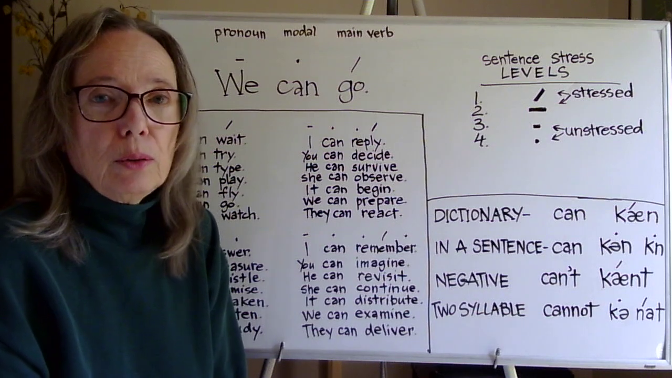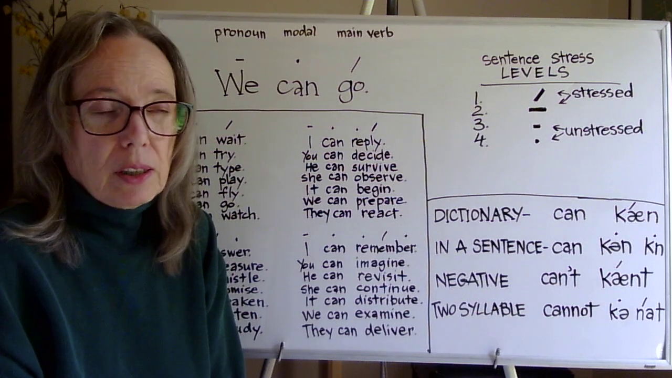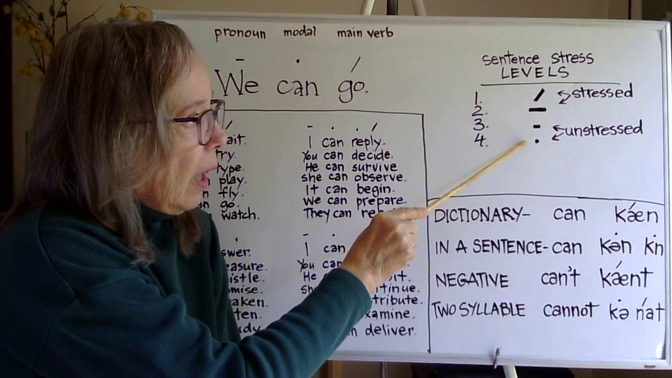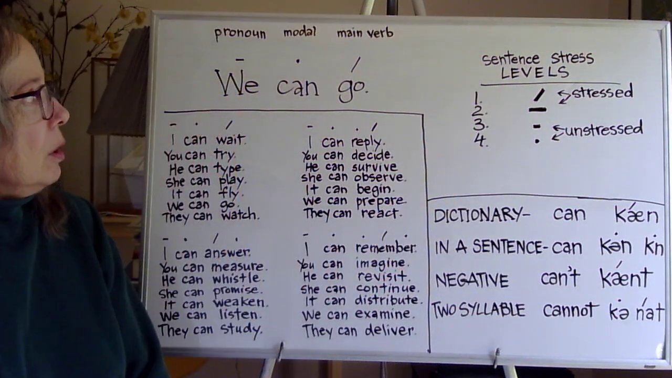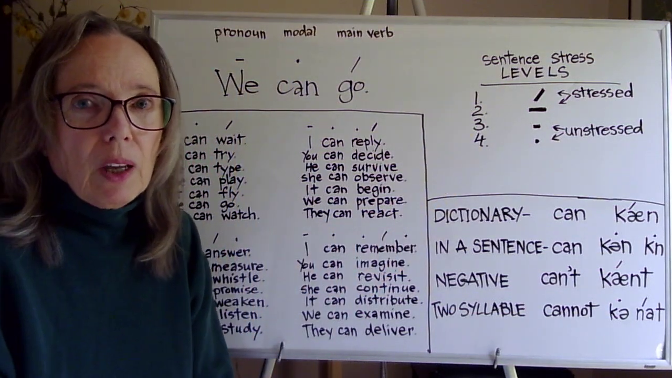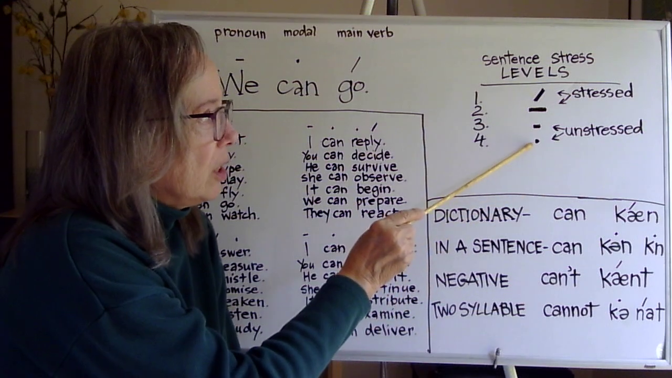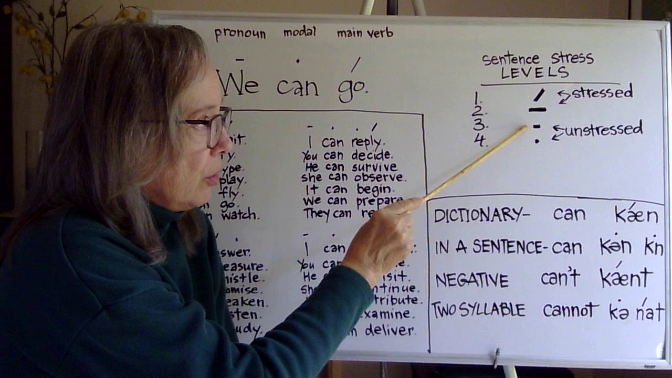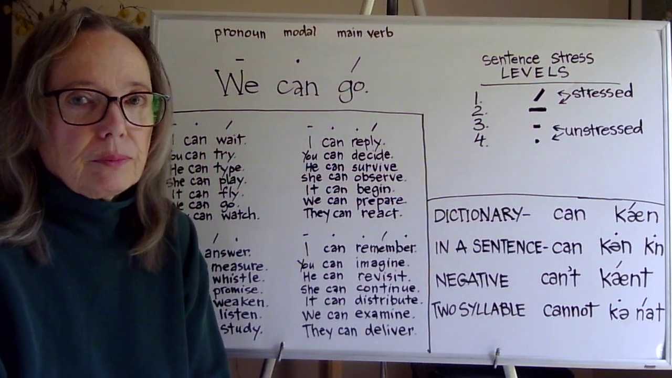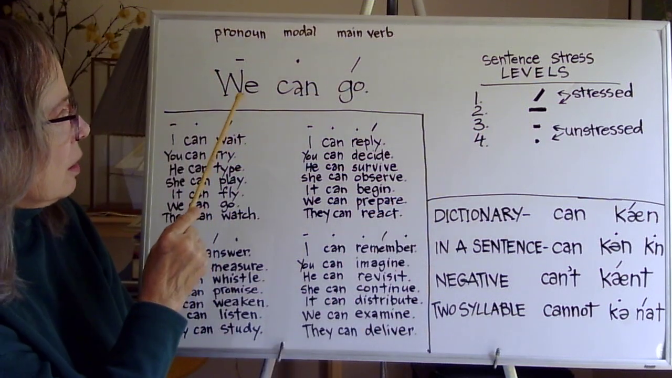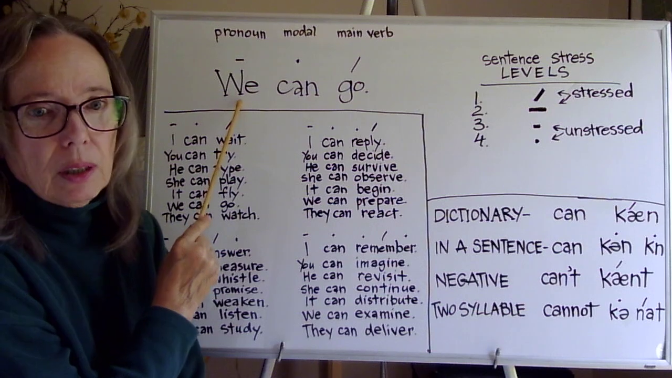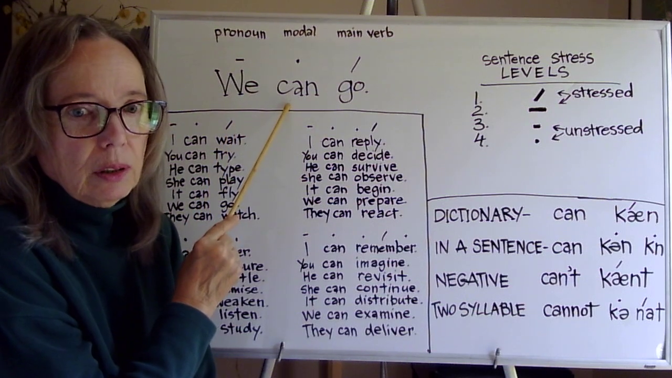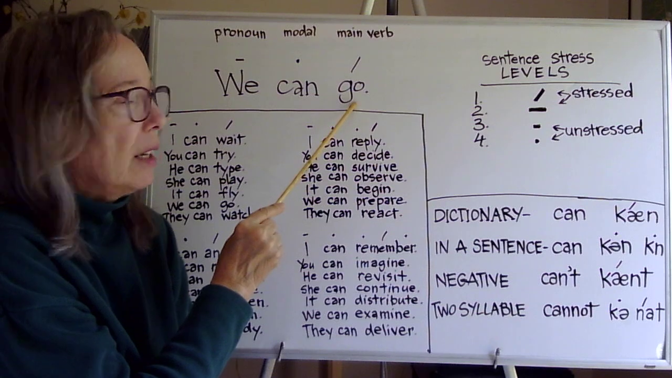I want to show you the difference between these two. And the sentence that I've chosen, "We can go," will show you that there is a difference between the weakest stress and this also weak stress. This sentence begins with a pronoun, then it has a modal, can, and then it has the main verb.